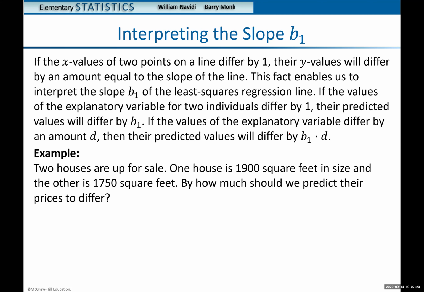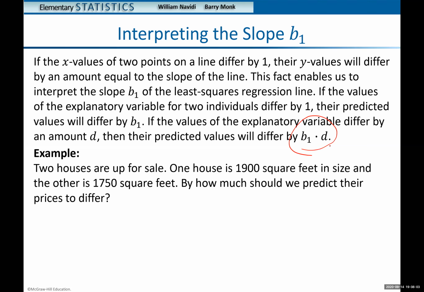Okay, for example here. Interpret this slope, which is B1, your A. If the x values of 2 points on a line differ by 1, the y values will differ by the amount equal to the slope of the line. The formula for this is the slope times the difference between the two. An example: 2 houses are up for sale. One house is 1,900 square feet in size, and the other is 1,750 square feet. By how much do we predict their prices to differ?